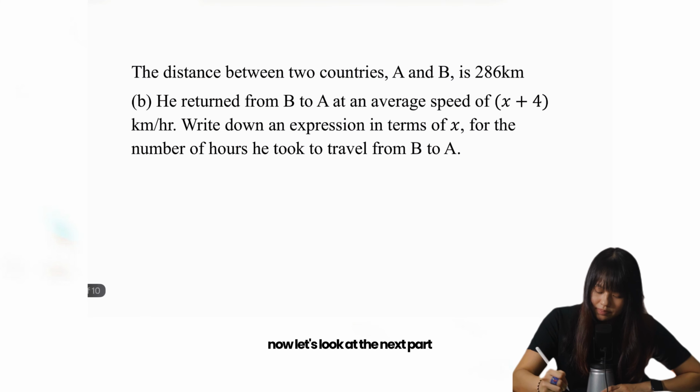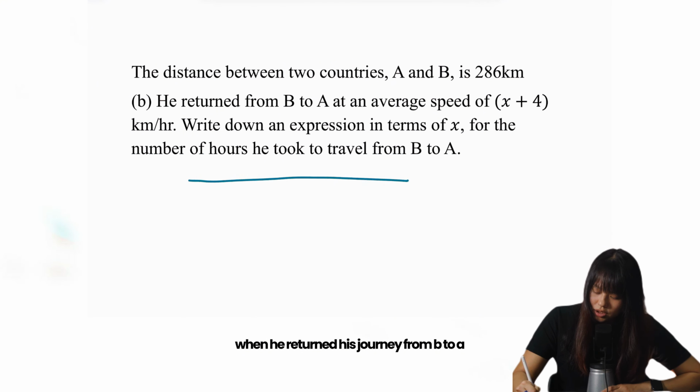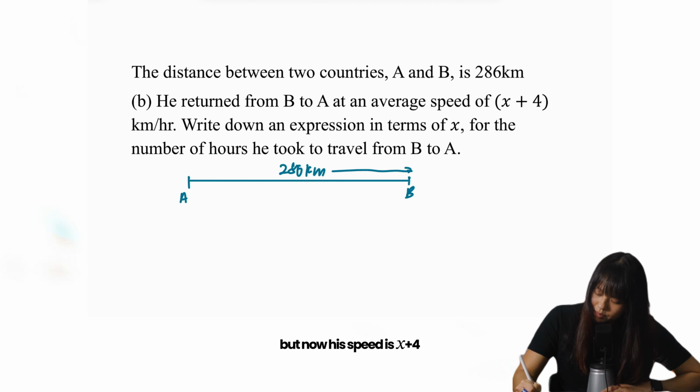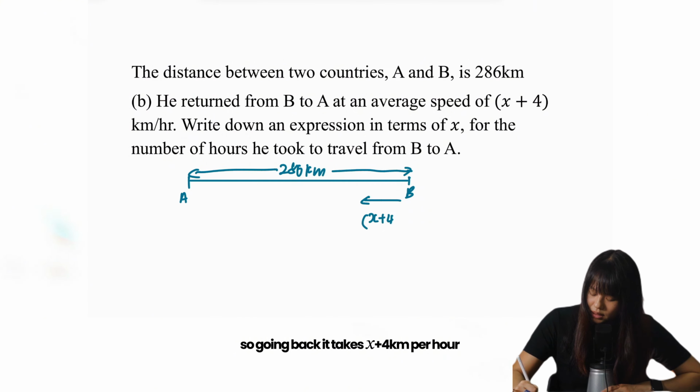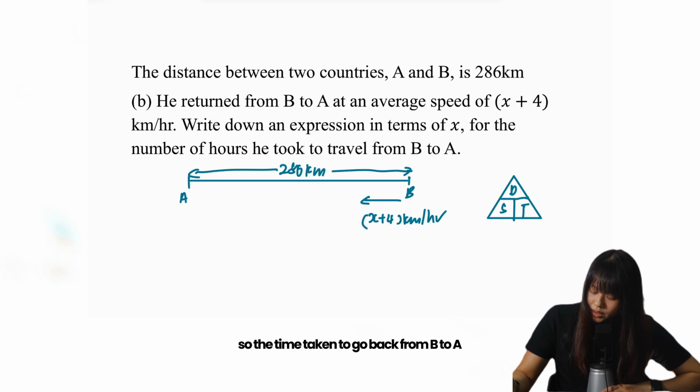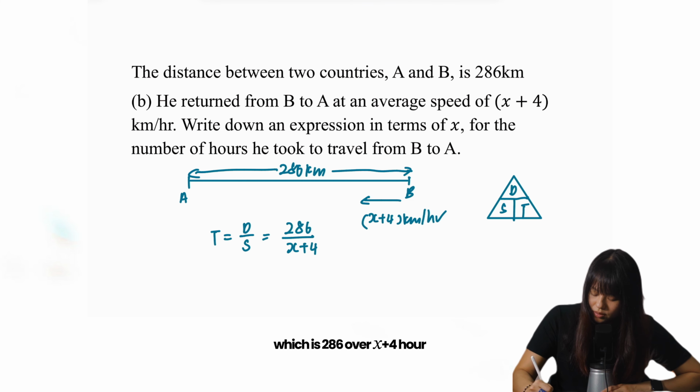Now, let's look at the next part. When he returned on his journey from B to A, the distance is still 286 km. But now his speed is x plus 4. So going back, it is x plus 4 km per hour. If you recall again the distance, speed and time relationship, the time taken to go back from B to A, using the same formula, time is distance over speed, which is 286 over x plus 4 hours.